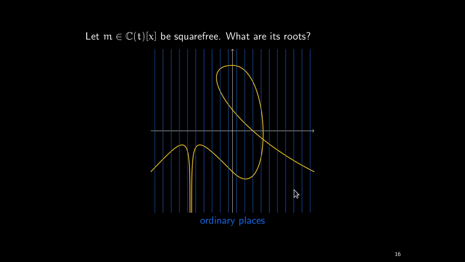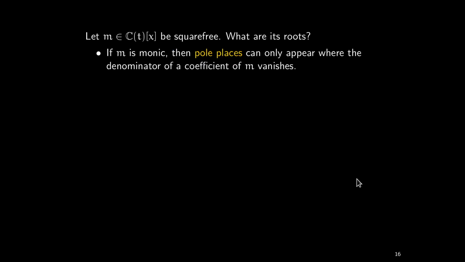And all the other points are ordinary points. I already said that if you look locally at an ordinary point, for example here, then in the neighborhood of this ordinary point the curve can be viewed as the graph of a function that maps t to x. Okay, so this is the setting. Now let's translate this picture into words.